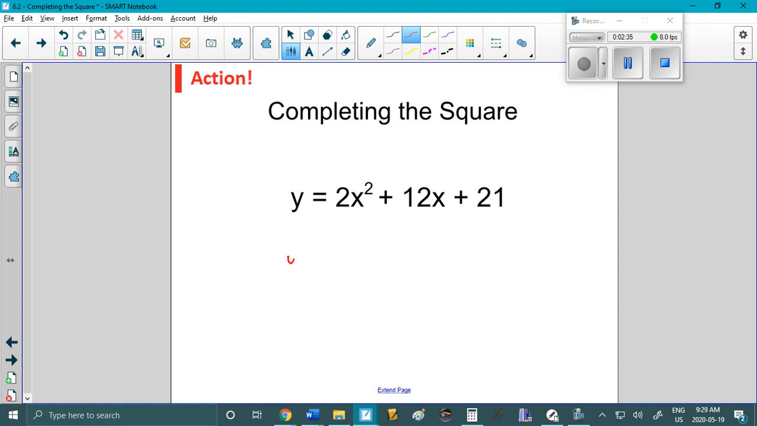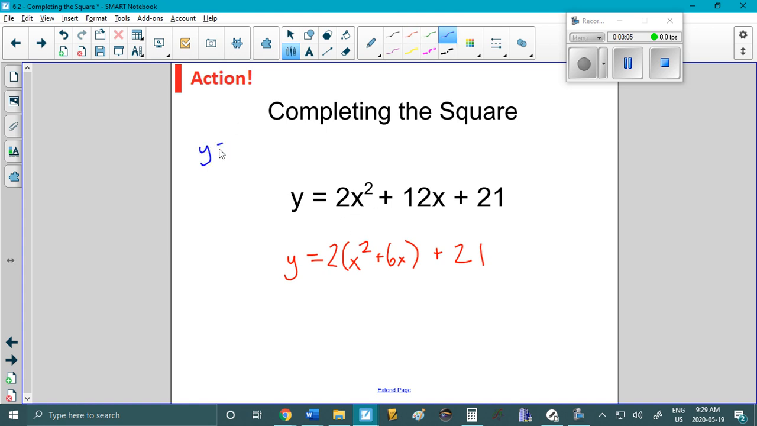Okay, so step one is we common factor just the number, so just the 2, out of the first two terms. And we get x squared plus 6x. And then, at the end, we have plus 21. Okay, so a bit of a weird step. But I want to show you something.